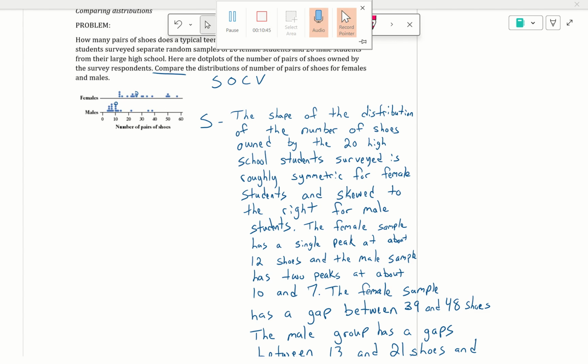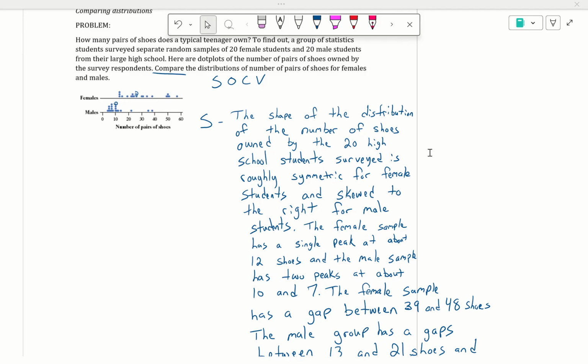Okay, what to write here for the shape. The shape of the distribution of the number of shoes owned by the 20 high school students surveyed is roughly symmetric for female students and skewed to the right for male students. The female sample has a single peak at about 12 shoes. You can see that right about there. And the male sample has two peaks at about 10 right there and about 7.